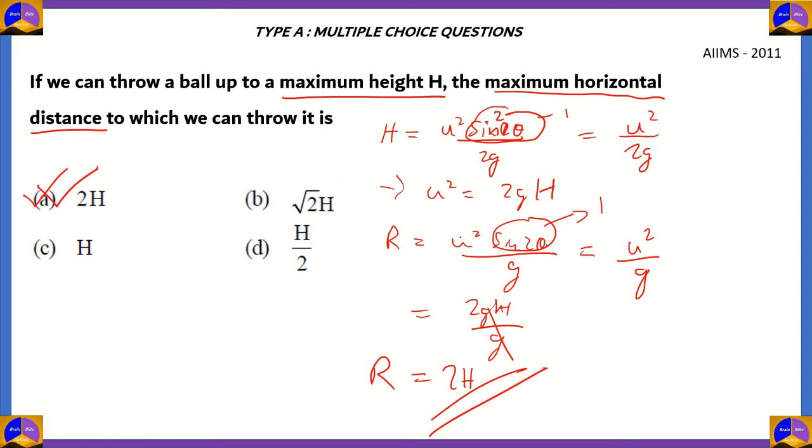We use both the formula for maximum range and the formula for maximum height for a projectile in order to find out the relation between maximum height and maximum horizontal distance. So if you can throw something high, say h meters, then you can throw it 2 times as far.